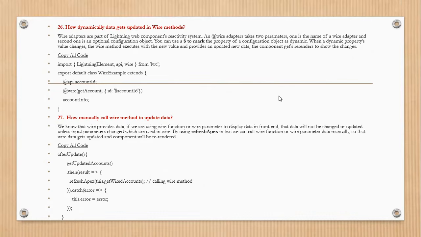In LWC we can call the wire function, we wire the parameter data manually, so that the data gets updated and the components will be re-rendered. Copy all code: after update, get updated accounts, then bracket result is equal to refreshApex and this.getWiredAccounts, calling the wire methods, and catch errors, this.errors is equal to errors.